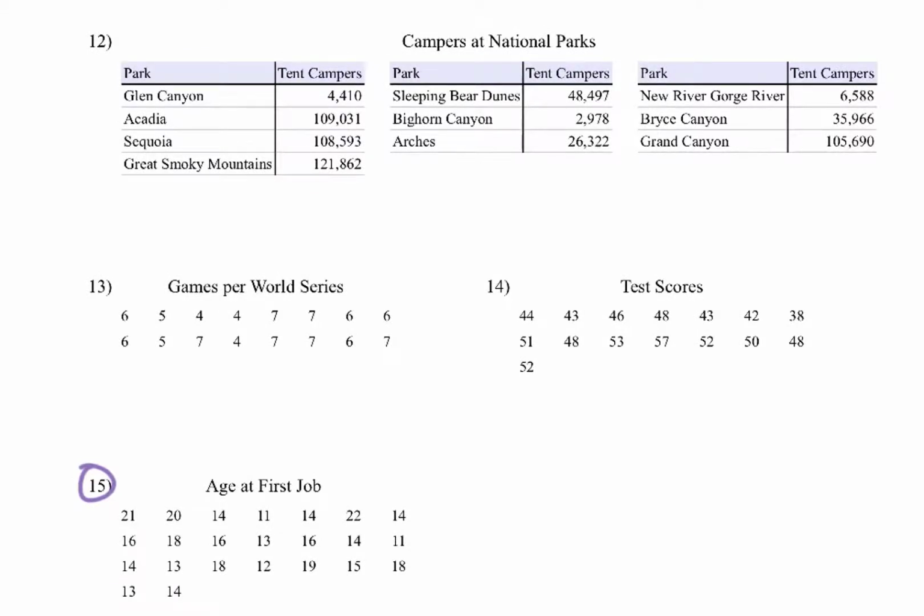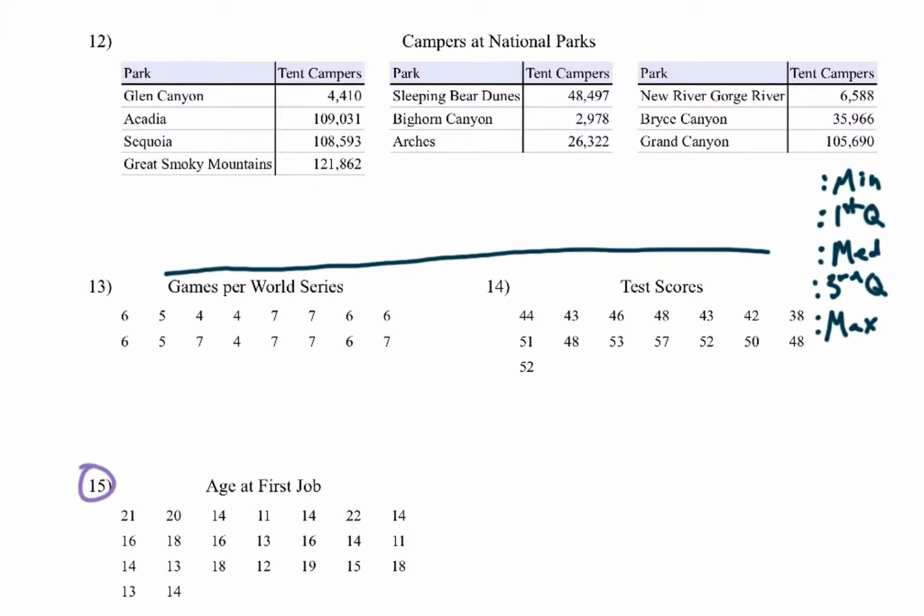Okay, so campers at national parks. All right, now we need to find what we call a 5-number summary. The minimum number, the first quartile, the median, the third quartile, and the maximum. Okay, we also need to check to see if there's any outliers as well. We should really do that when we're making a box and whisker plot. Okay, so we're going to need a number line here.